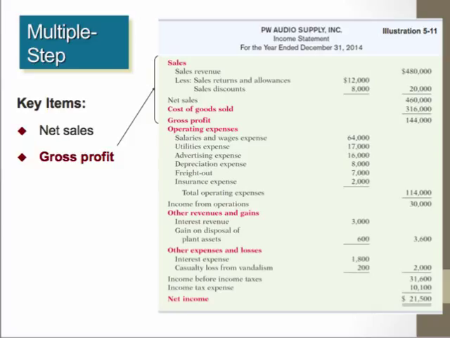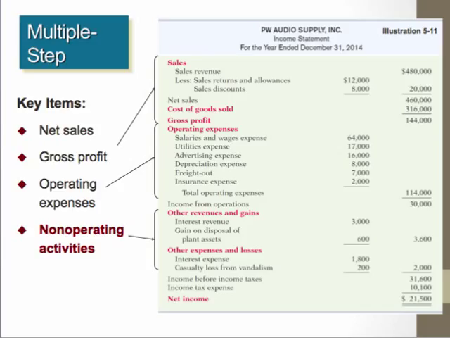Gross profit tells us the amount that we've made on the sales of our inventory after the returns and allowances and discounts. We take into account our operating expenses, which are our normal expenses that we incur from our daily operations. Subtracting that out, it provides us with the income from operations. Then we take into account our non-operating activities, which are the activities that are not part of our day-to-day operations.